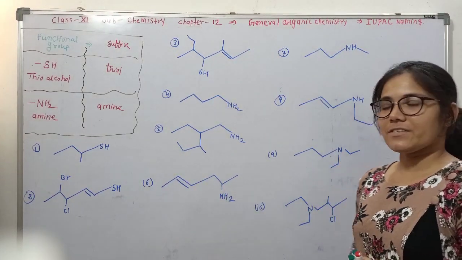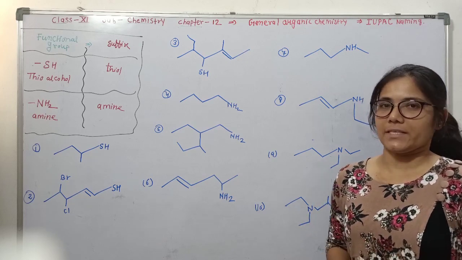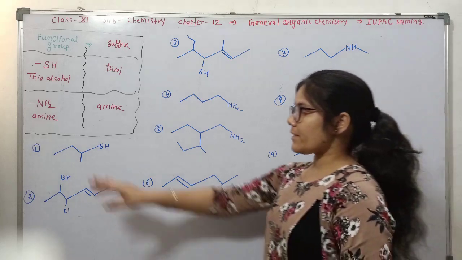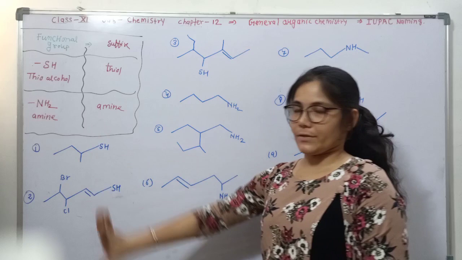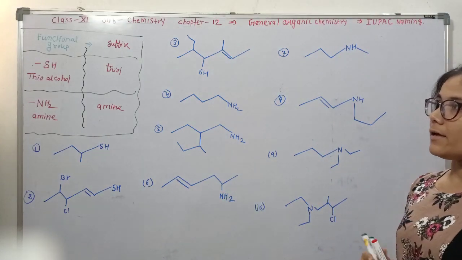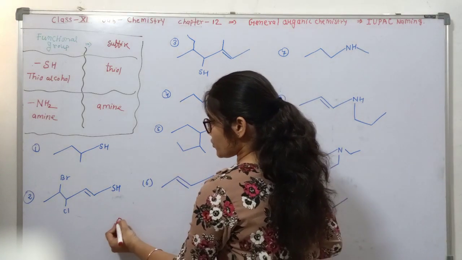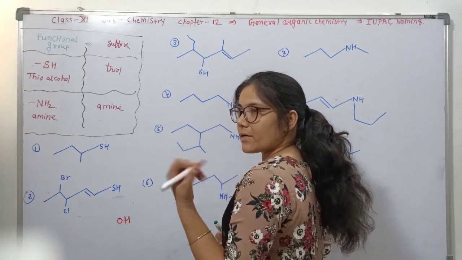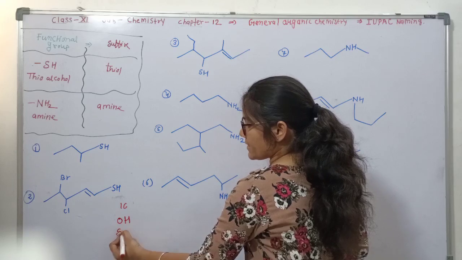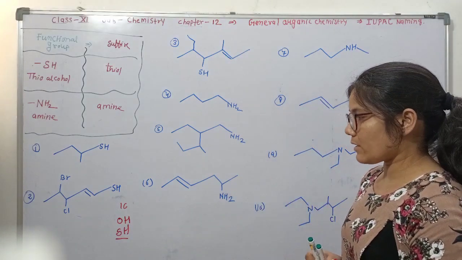Hello dear students. In this video we'll practice the IUPAC nomenclature for the last two functional groups, that is thioalcohol and amine. So let's just do it. Thioalcohol: what is the alcohol group? That's OH. And sulfur comes next to oxygen in the 16th group, so it is SH. So this group is called thioalcohol.